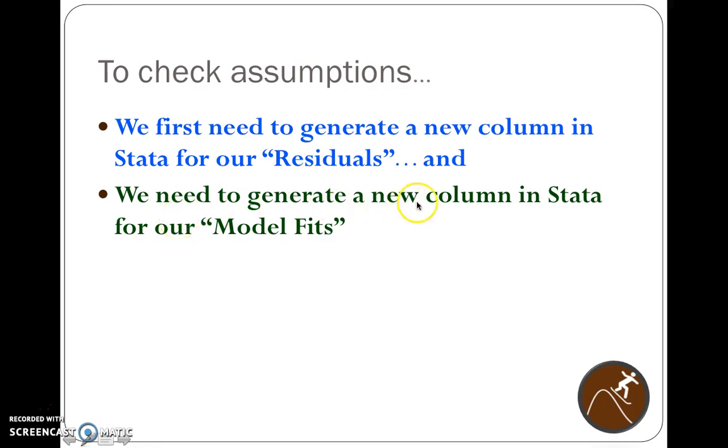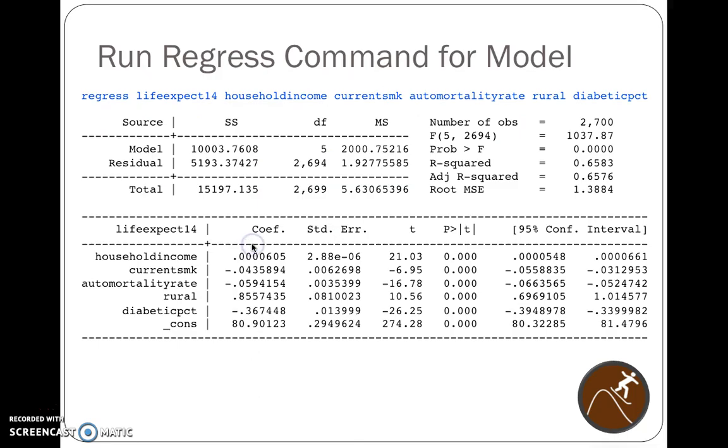And we need to generate a new column in Stata for our actual fitted model, our line of best fit, our multivariable line of best fit. There's a single line that we can actually make around all those dots. All right. So we run our regression command like you would usually. So you have to do this first. If this is the last regression you ran, then you can just skip to the next step. But you've got to run your regression command with all your variables. Make sure this is the model that you want.